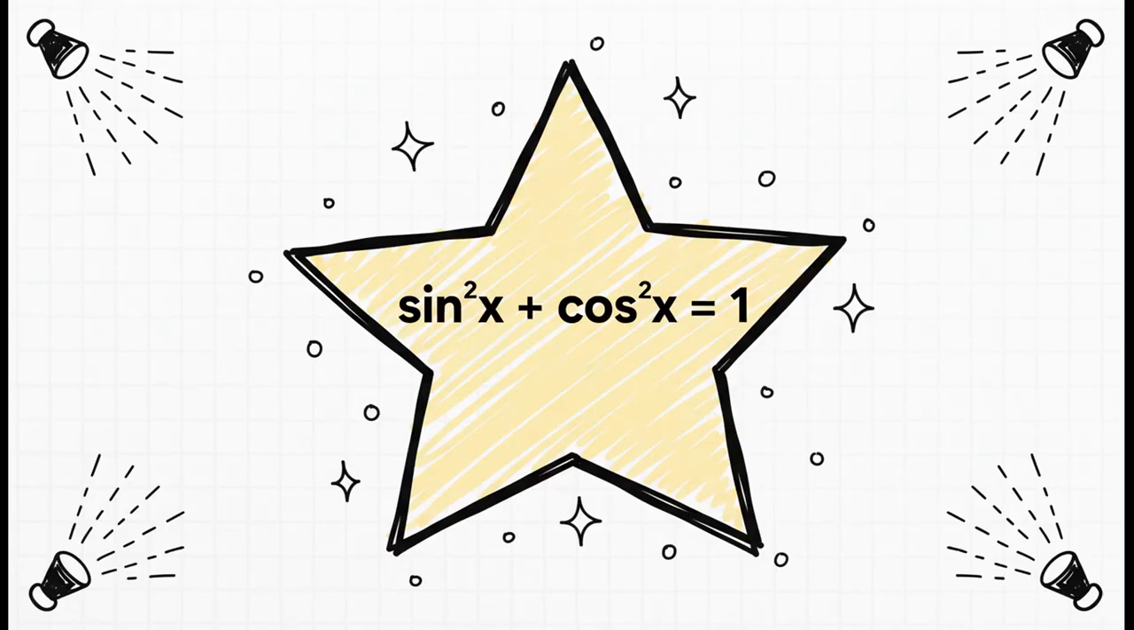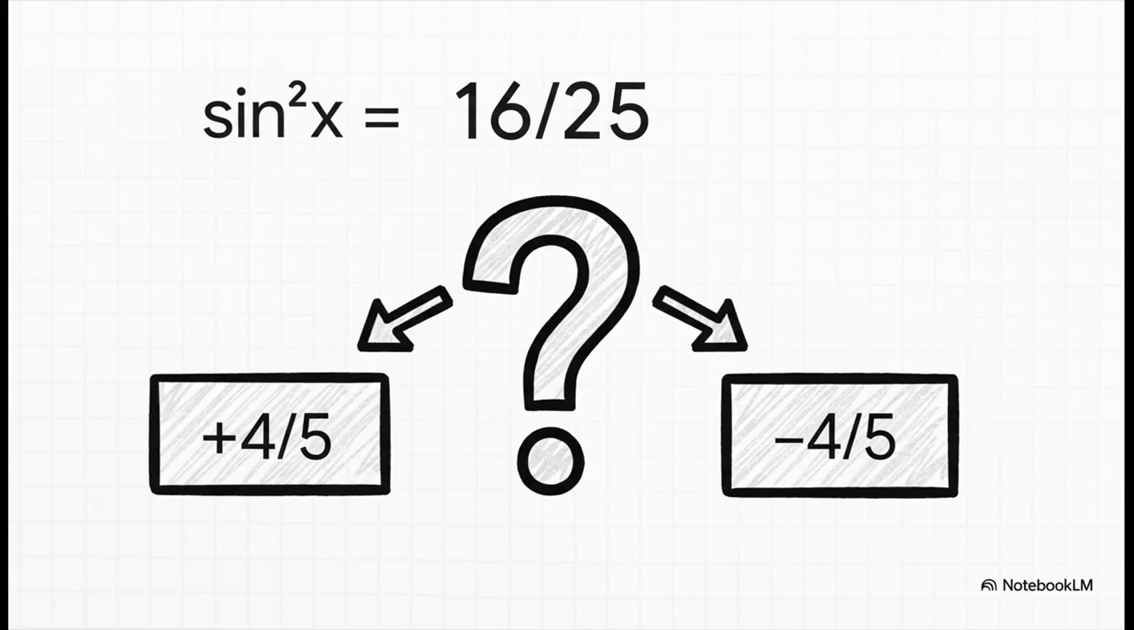We start with our superstar identity. We know cos x, so we can use sin²x plus cos²x equals 1 to find the value of sin x. This is always your first step. Let's plug in the value. Okay, so sin²x is 1 minus (3/5)². That's 1 minus 9/25, which gives us 16/25. Now, if we take the square root of that, sin x could be plus 4/5 or minus 4/5. Which one is it?